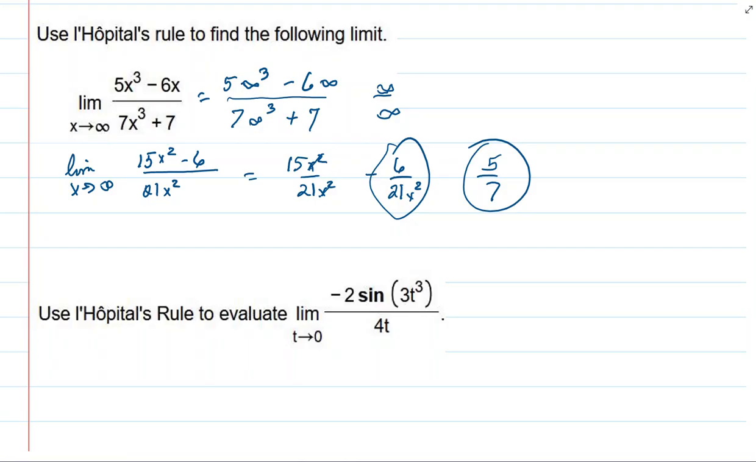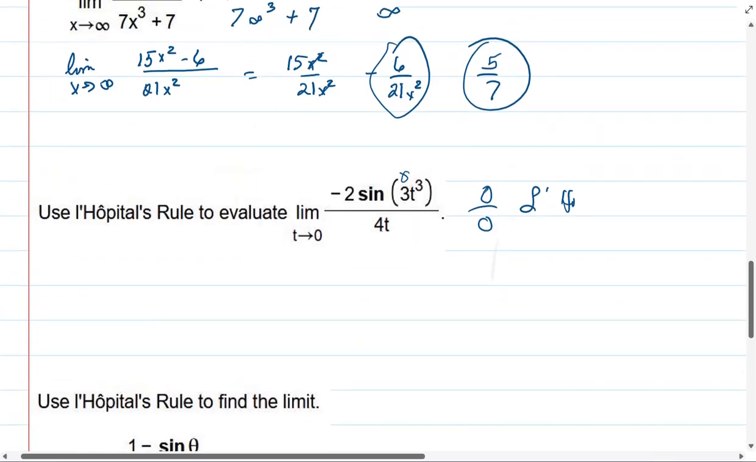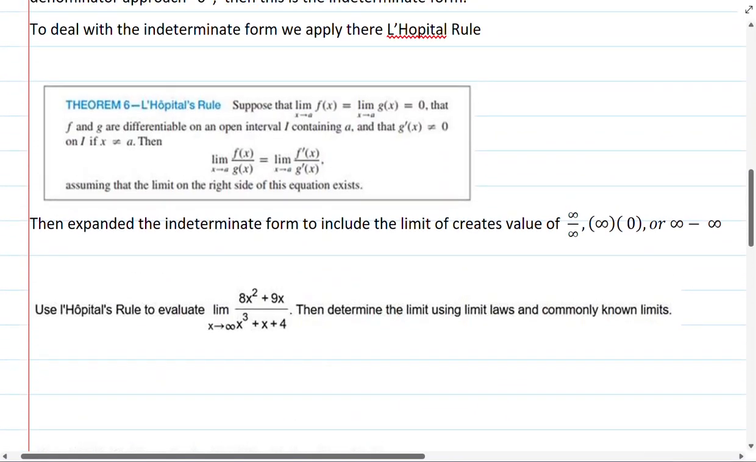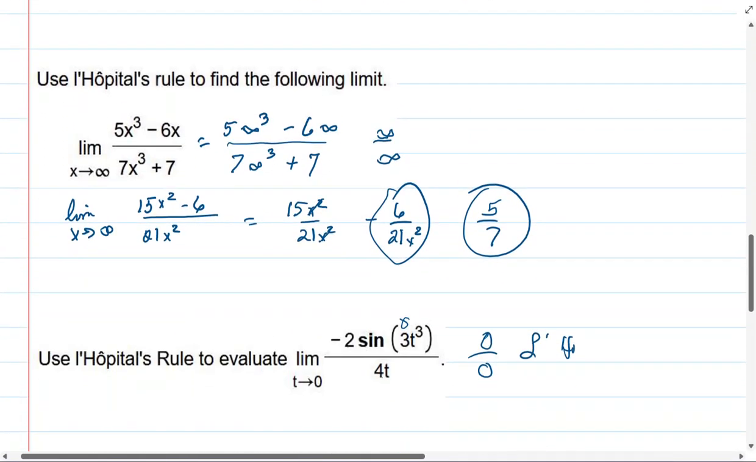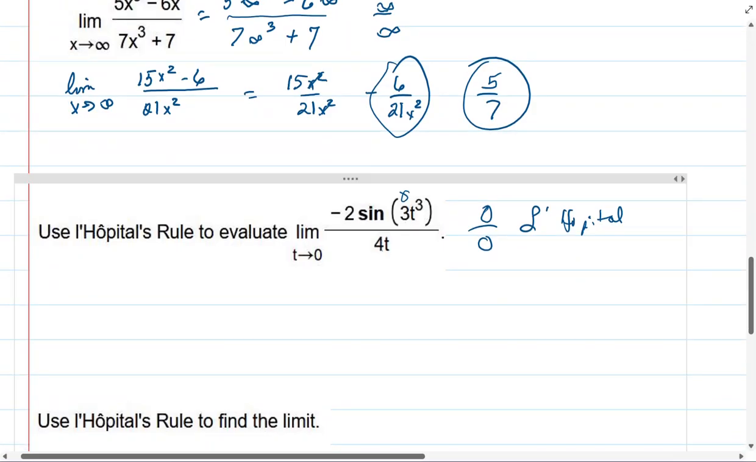All right. Well, naturally, we're going to do one. First, we're going to test it. So if I put in 0 here, well, sine at 0 is 0, and 0 here is 0. So we're going to apply L'Hopital's. Well, one person, are you sure that's not a hospital? No. Okay, so we're going to use L'Hopital and then do the limit.